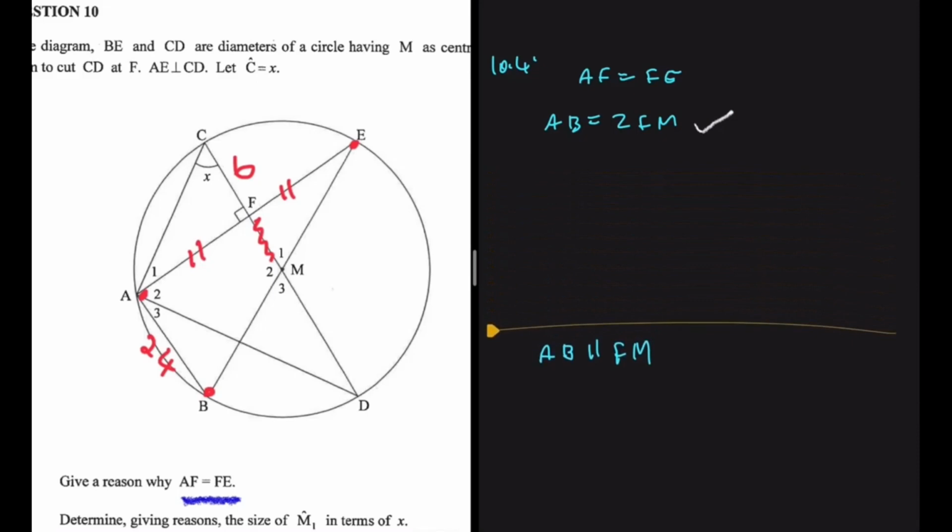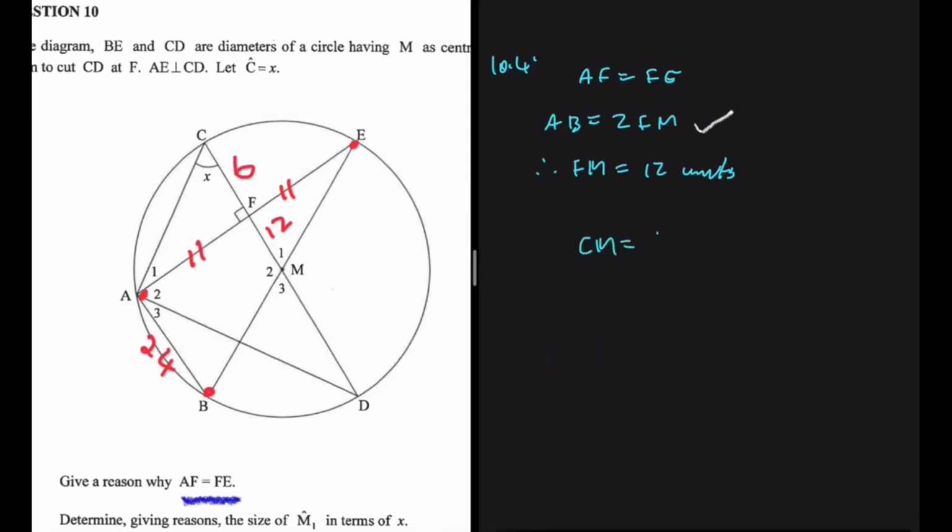So if AB is equals to 2FM and we know that AB is equals to 24, then we conclude and say that FM is equals to 12 units, right? So we have 12 right here. Let me just replace these and put 12 right here. And just like that, we are almost done, right? Let me show you what I'm talking about.